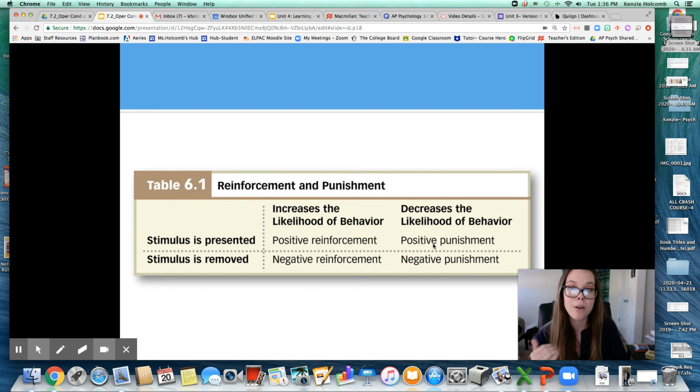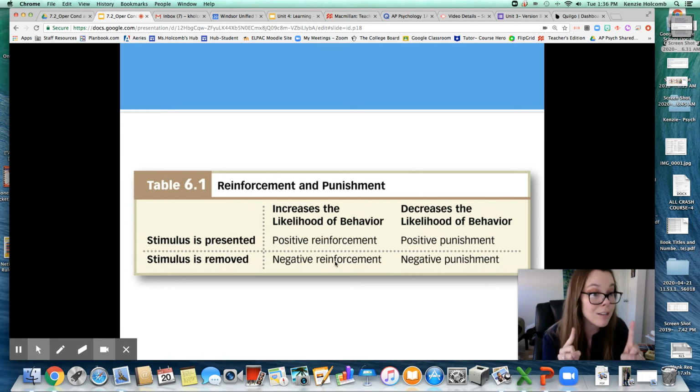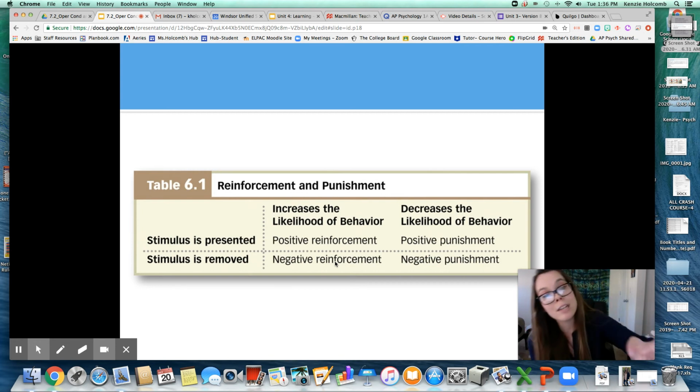Now let's think about when our stimulus is removed. So now we're thinking about negative reinforcement and negative punishment. A lot of students think they're the same thing. They are not. Negative reinforcement is where we take away a stimulus to increase desired behavior.